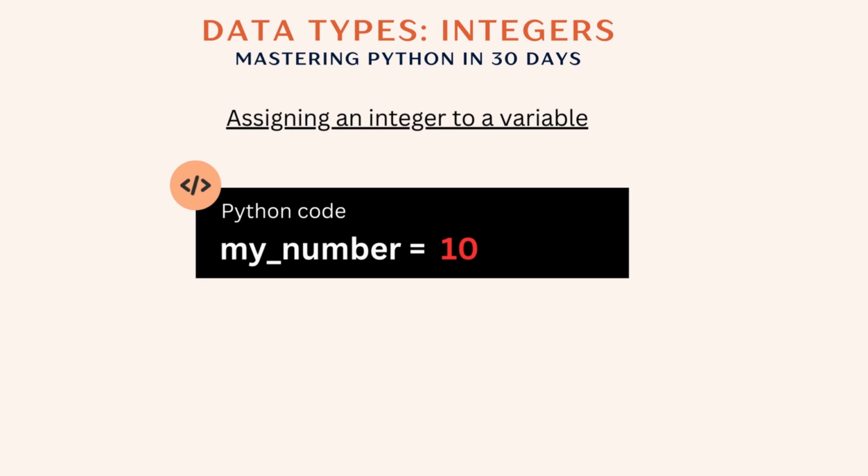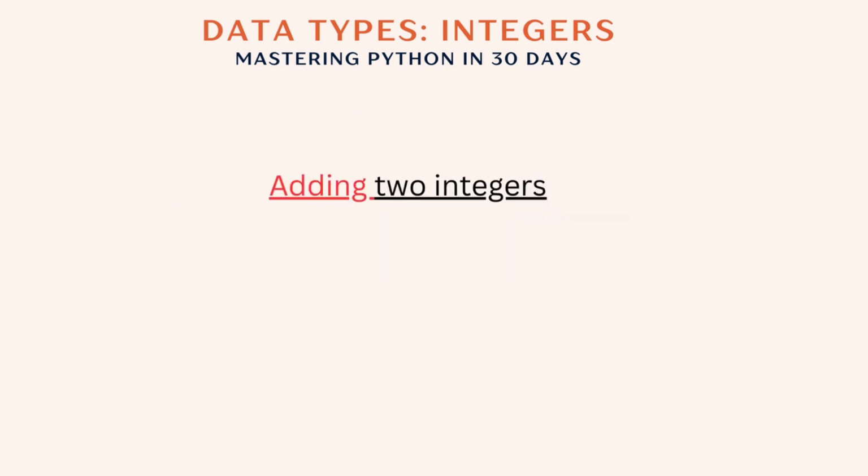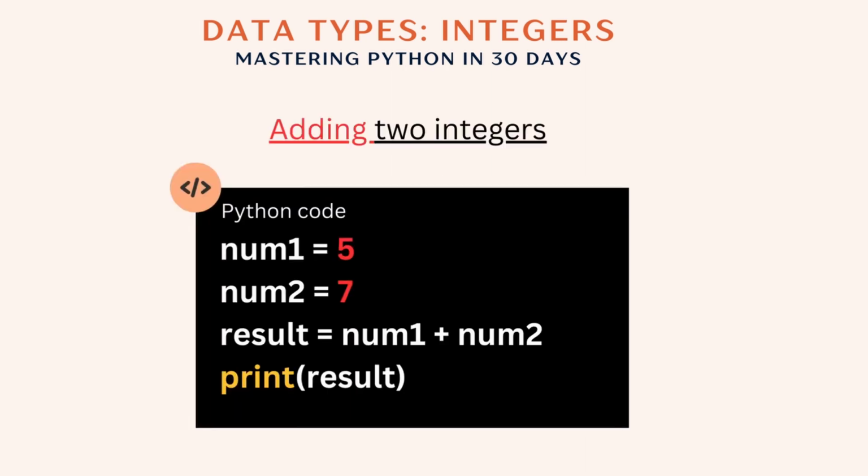Now, let's explore what we can do with that. One of the basic operations we can perform with integers is addition. It allows us to combine multiple numbers and get their sum. Take a look at the code snippet.